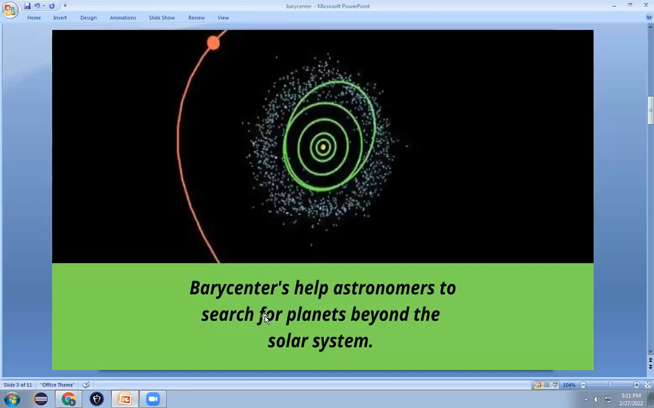Because planets orbit the stars around the common center of mass, that is the barycenter. And while orbiting, it seems as if they are wobbling. So in that way, barycenters help astronomers to search for planets beyond the solar system. Is it clear? Yes, Akka.